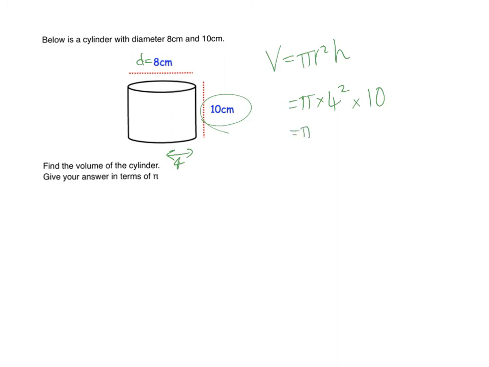Simplifying that, 4 squared is 16. 16 times 10 is 160. So my answer is 160 pi, don't forget the units, centimetres cubed. This question wants the answer in terms of pi, so that's it. That's all I need to do for that one. Leave it in that form.